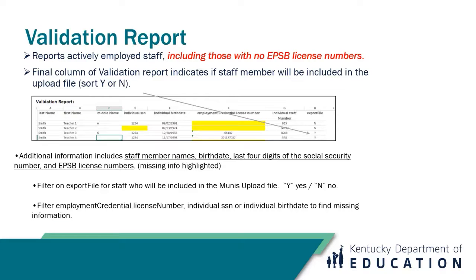The one thing that you'll notice on the validation report when you pull it is that if there's any information missing, it's always highlighted in yellow. So if you decide to sort your export file by yes, they're going to be included, and no, take a close look at those that are marked no to make sure they're not reporting because there's not an EPSB ID number there. You can make all of these corrections in that validation file to get it as accurate as possible before you actually pull the EPSB ID import, and we'll talk a little more about that too.